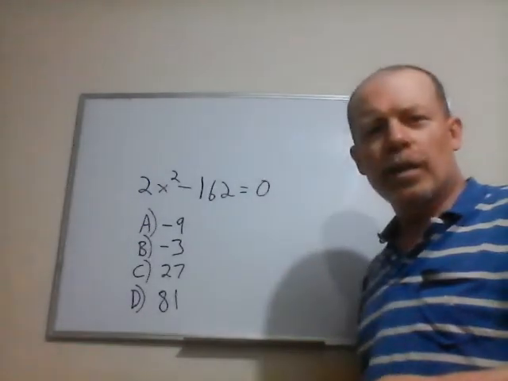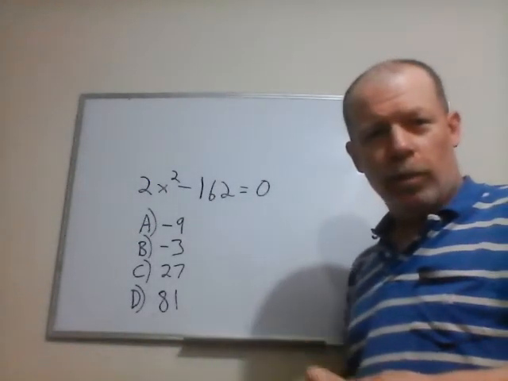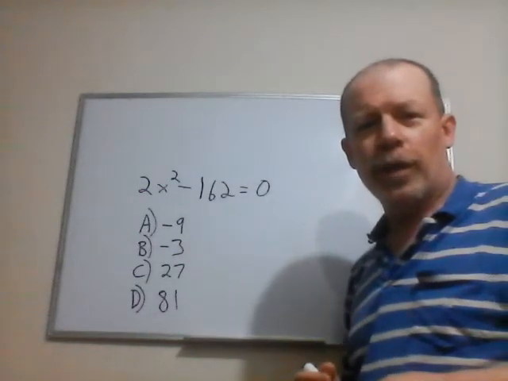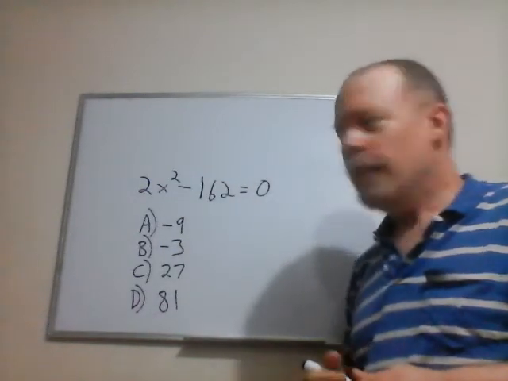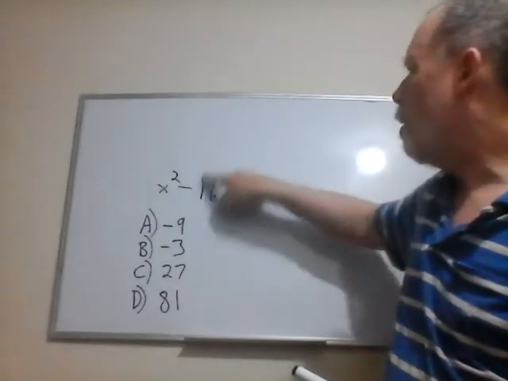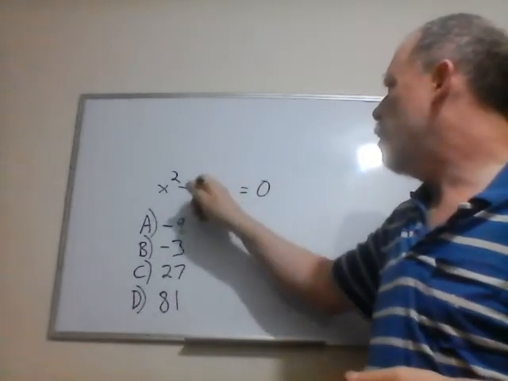So if you see something that looks like a quadratic, it has a 0 on one side, don't worry about it too much. Anything you do on the left side is probably not going to affect the right side very much as long as it's multiplication or division. In this case, it's going to be division. This becomes x squared. This becomes 81.